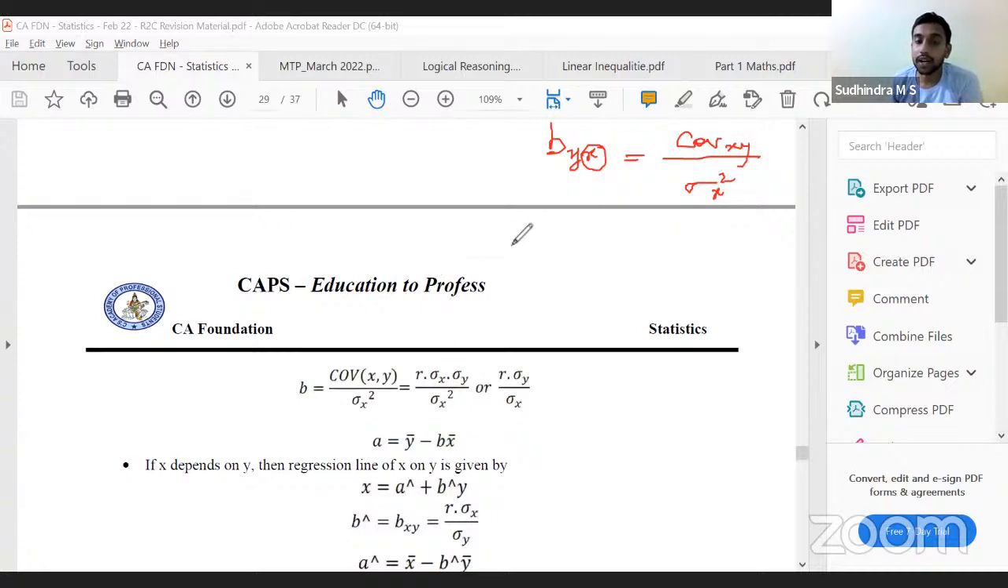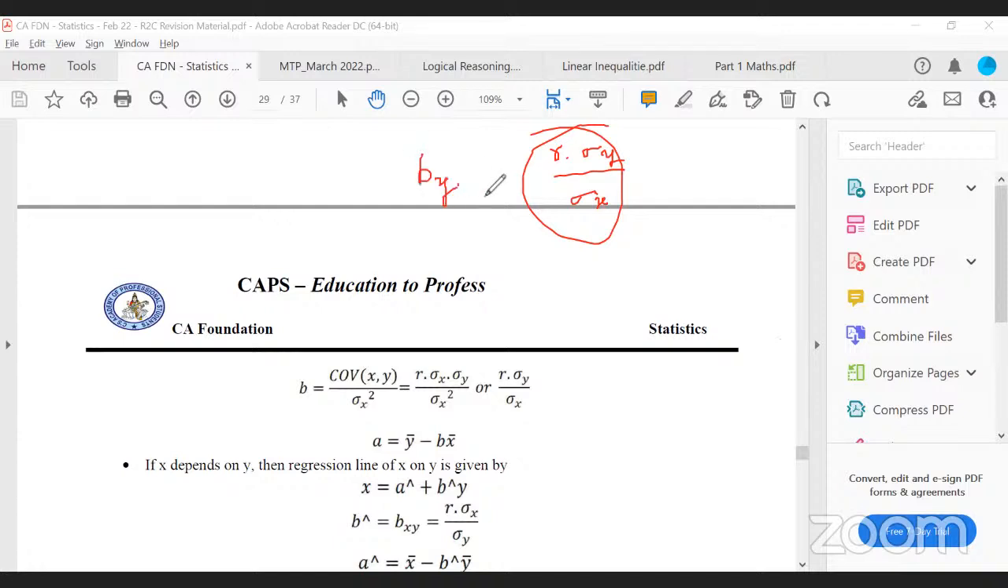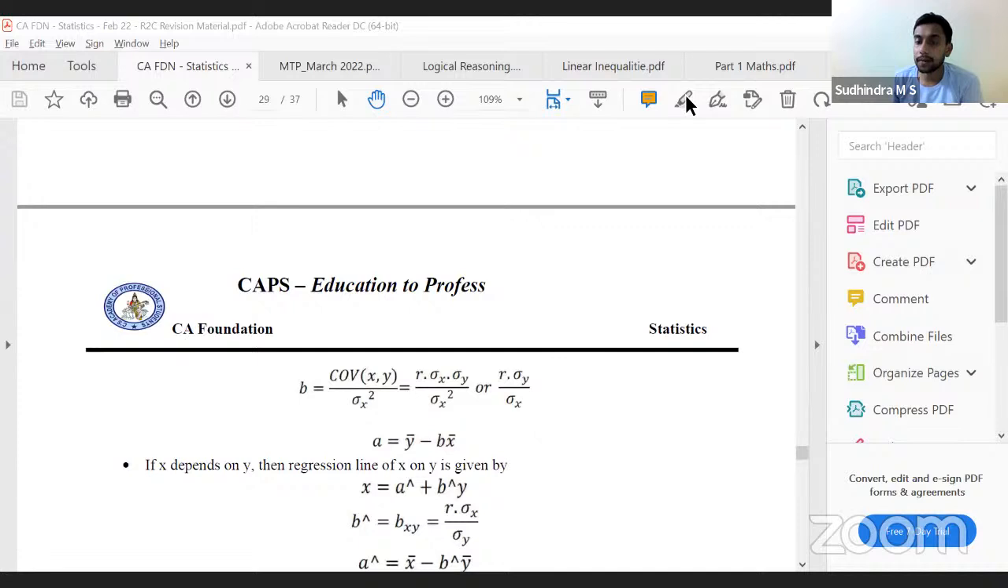Alternatively, we can also write this as r into standard deviation of y divided by standard deviation of x. That is, correlation coefficient into standard deviation of y by standard deviation of x. Is this byx or bxy? Byx. Yes, byx is r into standard deviation of y divided by standard deviation of x.